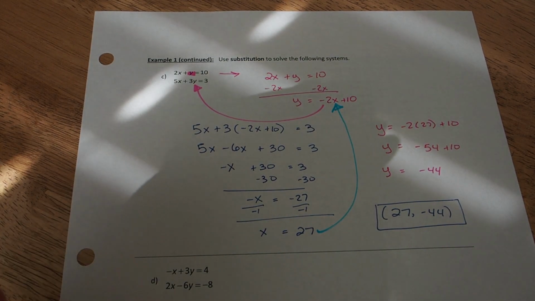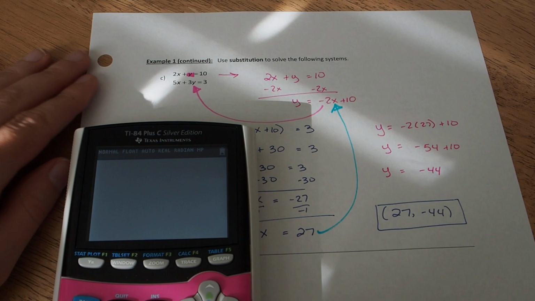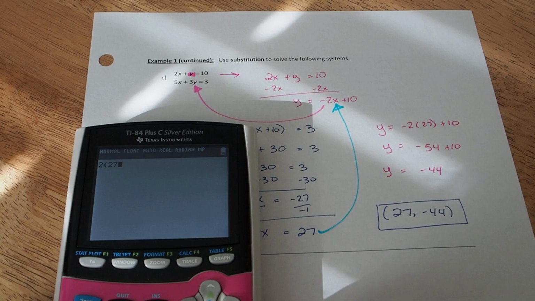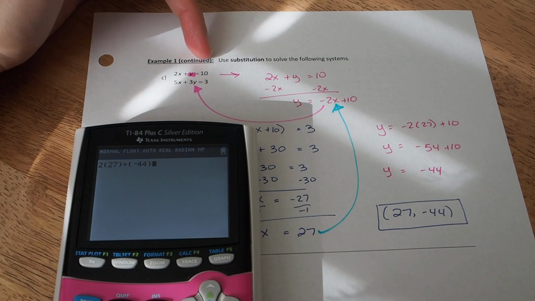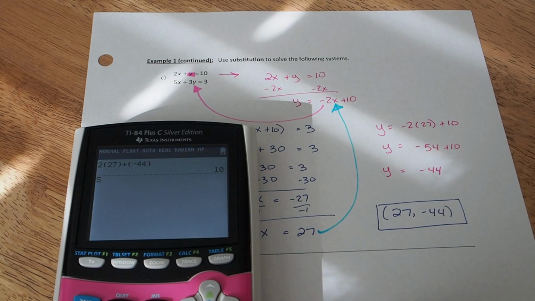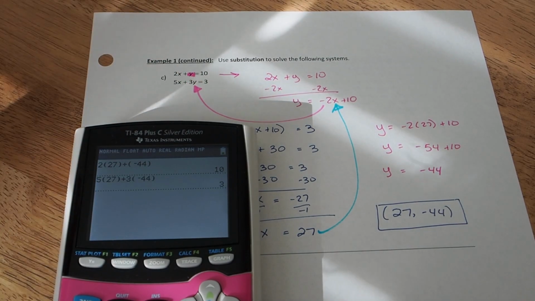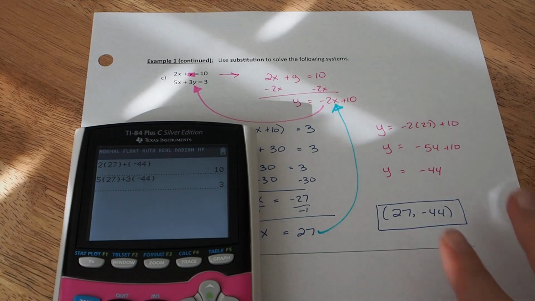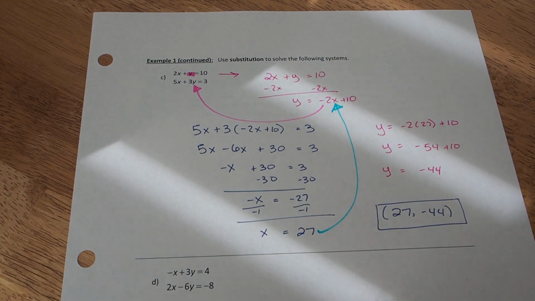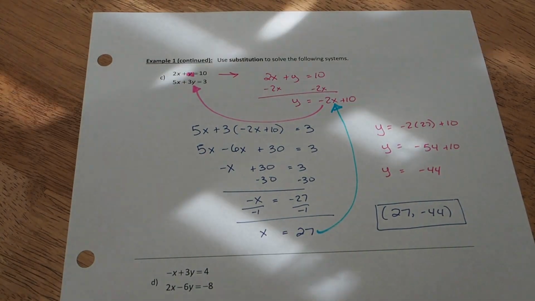So I'm getting my calculator ready. And to check, I just want to plug in the equation 2 times the x value, so 2 times 27, plus the y value, which is -44. Just see, it's equal to 10. It is, so the first equation checks. You have to check both equations to make sure that it's true. So I need 5 times 27 plus 3 times -44. It is also equal to 3, so if you check both equations and they both are true, it confirms that you have found the correct ordered pair. So it's just helpful to know how to check to see that an ordered pair is correct, especially when you have such a large value for your answer.